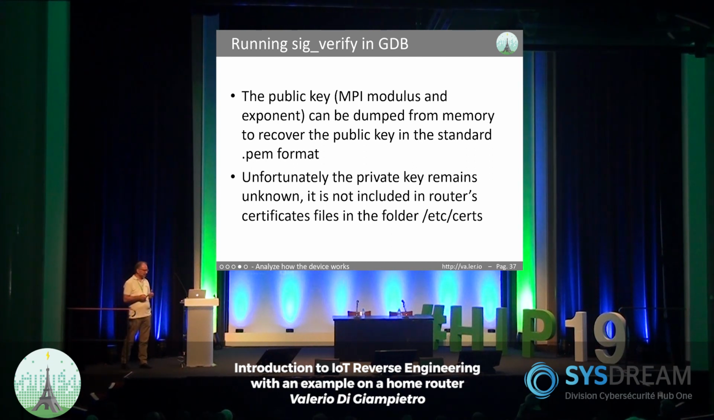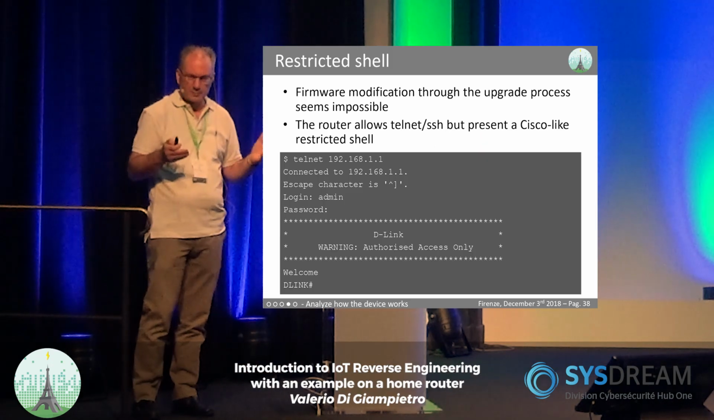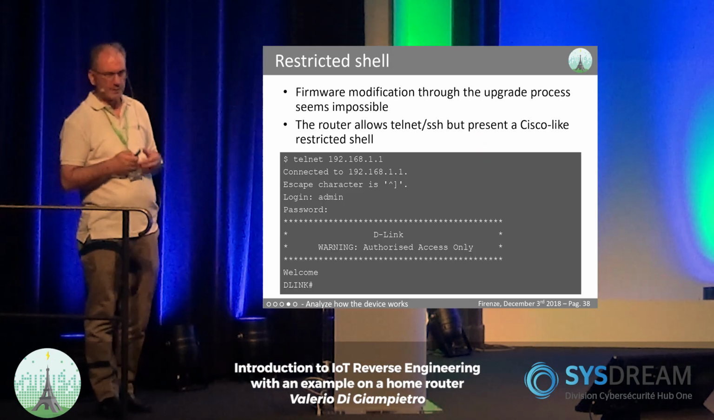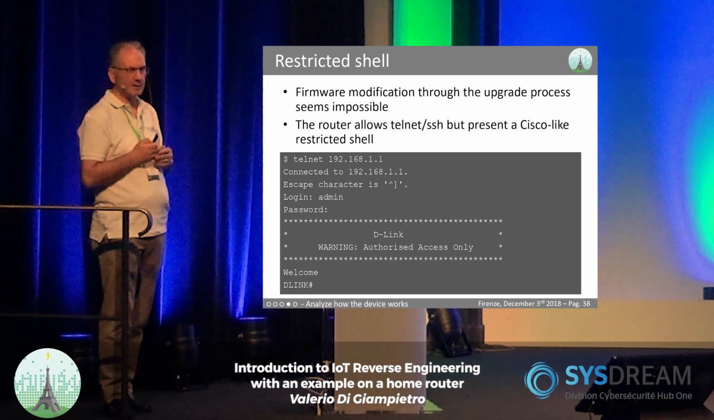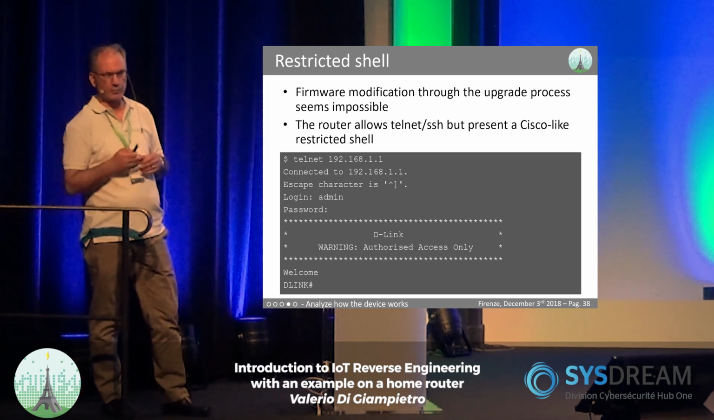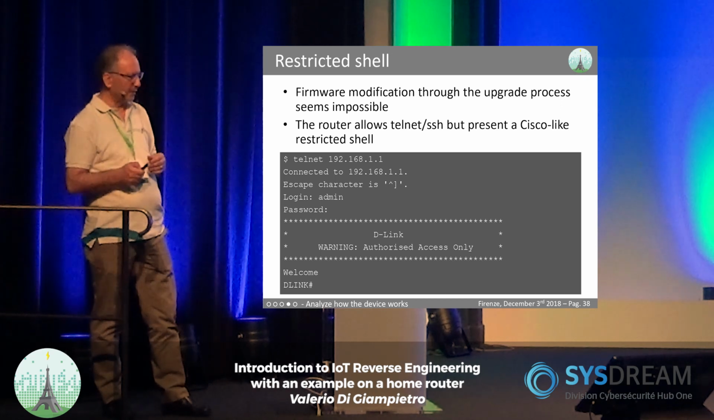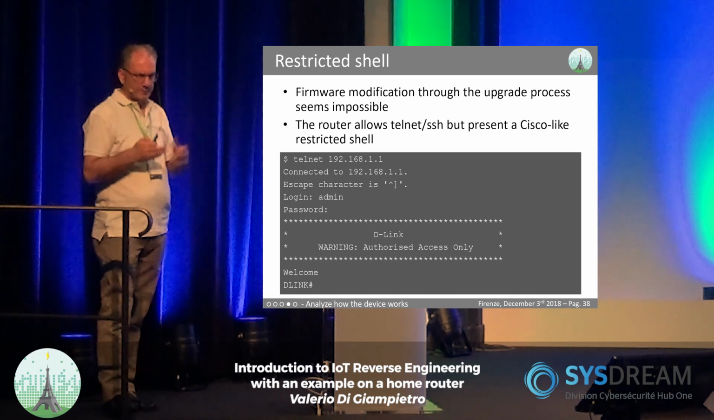So this basically means that it's not possible to modify the firmware using the standard firmware upgrade process, because we don't know the private key and we cannot fake the signature. So we have to find another way. So we start finding another way.